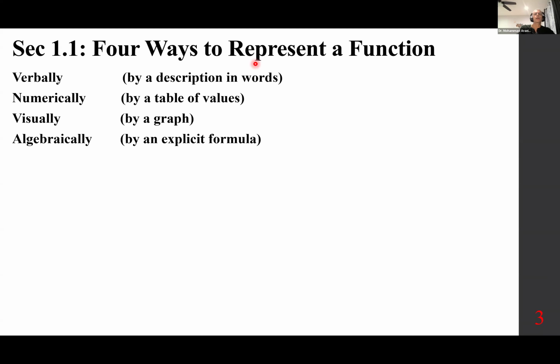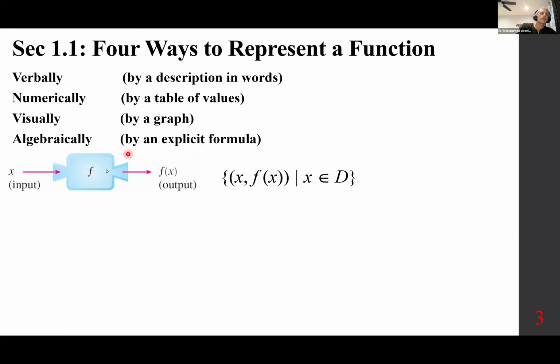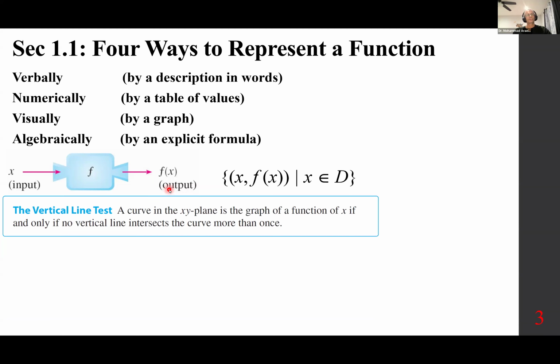We can do it verbally by a description in words, numerically by a table of values, visually by a graph, algebraically by an explicit formula. Here's the function machine. X is the input, and when we put it into the function f, it gives us the output f of x, and it has x comma f of x such that x is an element of D, the domain.